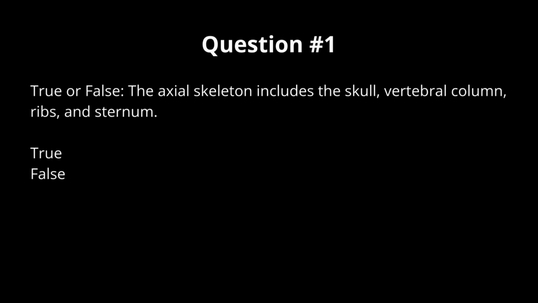True or false? The axial skeleton includes the skull, vertebral column, ribs, and sternum. The correct answer is true. The axial skeleton does in fact include the skull, cranium, vertebral column, C1 through the coccyx, ribs, and sternum. It serves as the body's central axis, providing support and protection for vital organs.